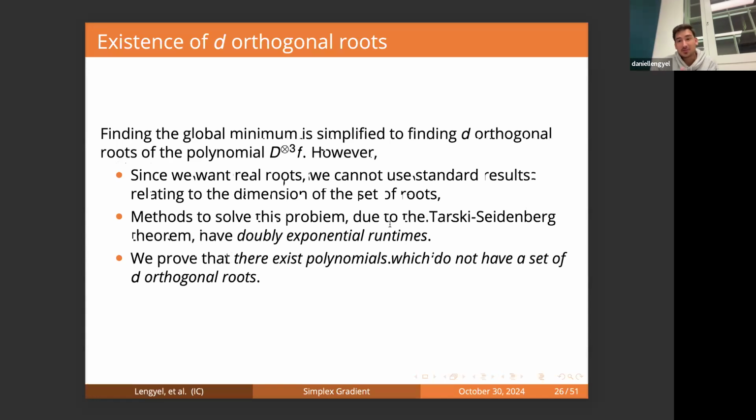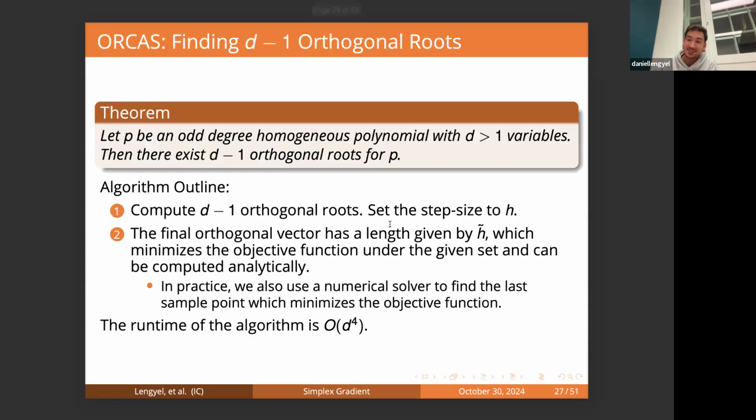And the first negative result is that we actually have a proof that shows that they do not exist. There always exist polynomials for each dimension that do not have the orthogonal roots. So that's the first negative result. Or maybe the only one, because the next one actually tells us that the next base case actually holds. It holds that we can always find d-1 orthogonal roots. And that's quite exciting, right?